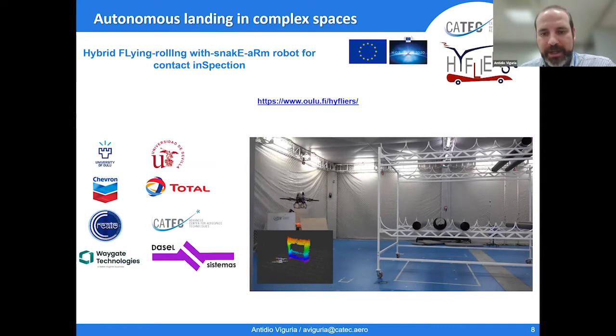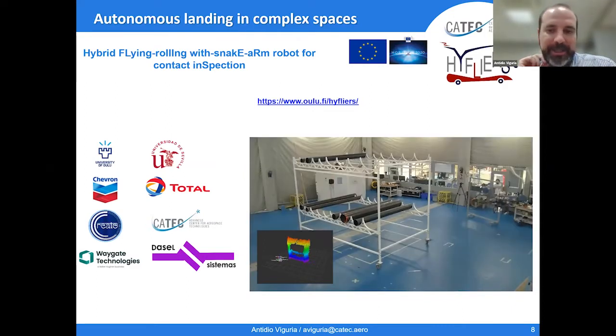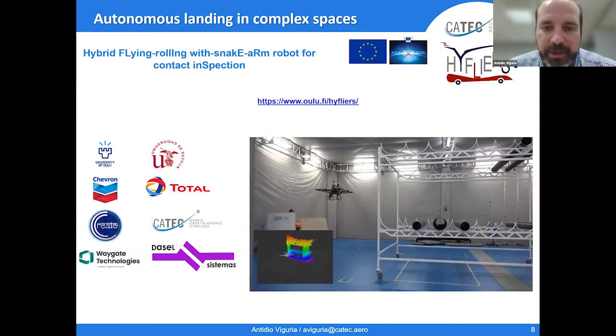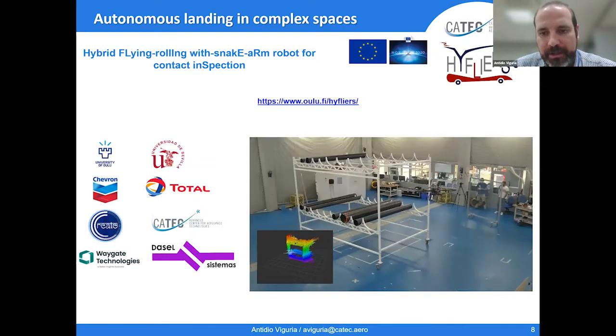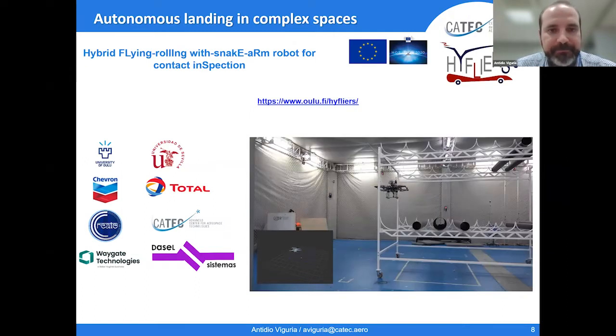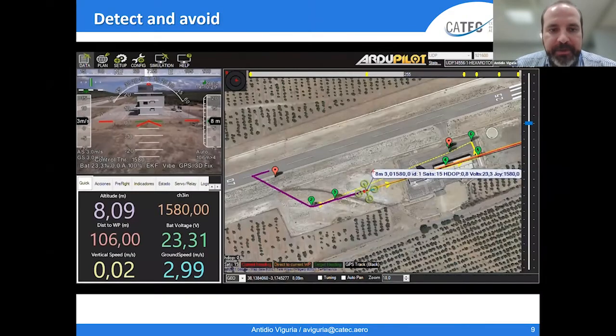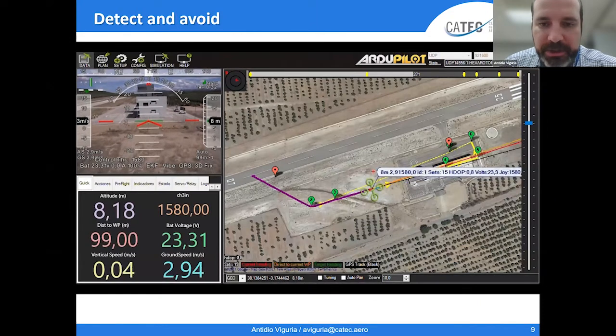So here we can see how the robot has certain autonomy capabilities that allow it to detect obstacles. Even if it is teleoperated, it has a certain level of autonomy and is able to navigate through complex spaces and perform complex operations such as landing. Also, we are working on detect and avoid.